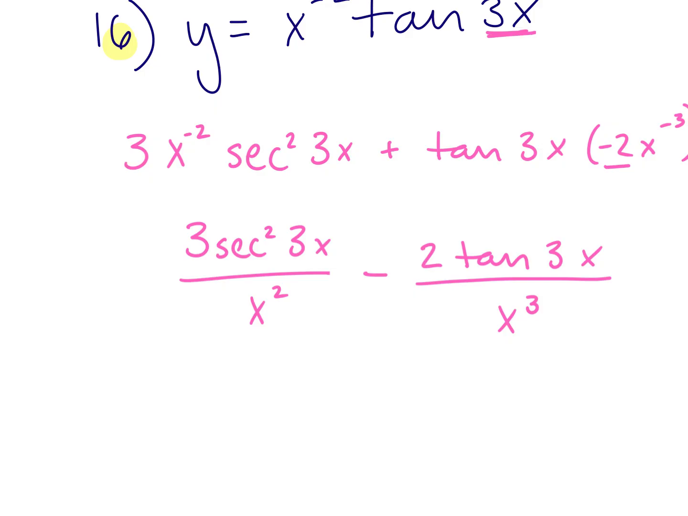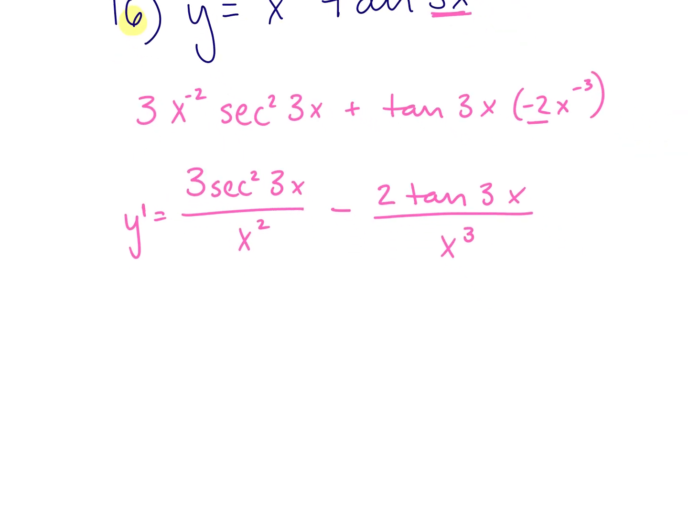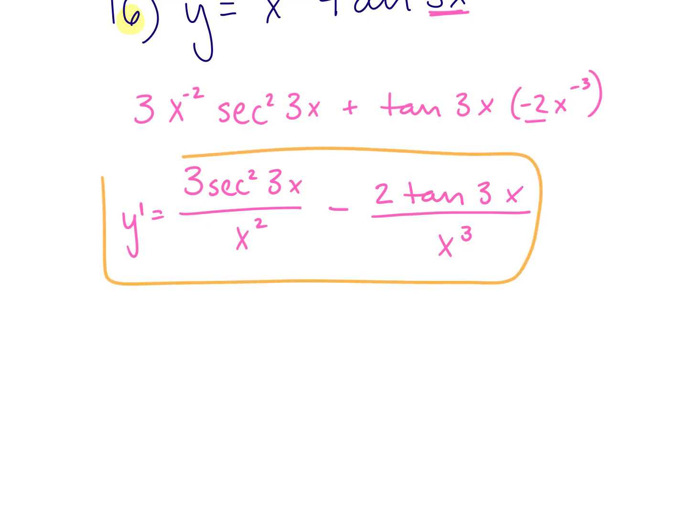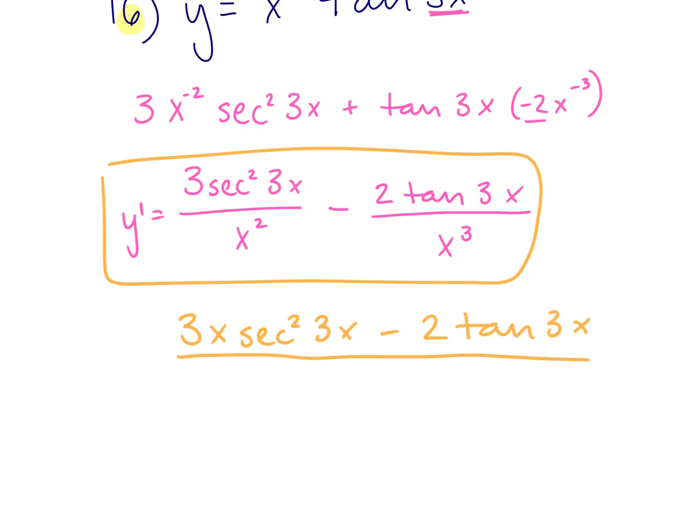I'm okay with you guys leaving it like this because WebAssign took it like this. But if we were to combine this together, what would we need? A common denominator. We'd need another x in our left fraction. So multiply the top and the bottom by x. If you were to combine it together, again, you don't have to. This would be perfectly okay on the quiz. But if we combine it, we'd have 3x times secant squared of 3x minus 2 times tangent of 3x over x cubed.